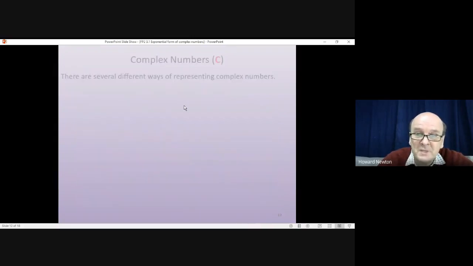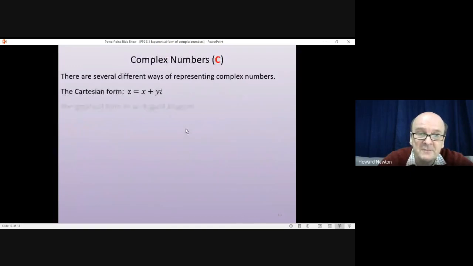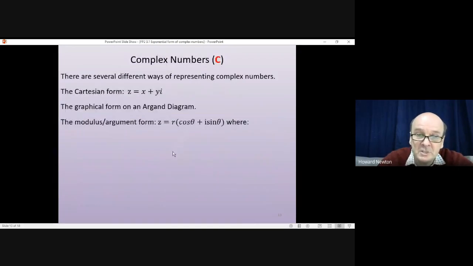So several different ways of representing complex numbers: the Cartesian form, the graphical form, the modulus argument form, where if you need to calculate r or theta, r you'd find using Pythagoras, the square root of x squared plus y squared. Theta you'd find using trigonometry, the inverse tangent of y divided by x. The polar form, where you just write down the modulus r and the argument theta.